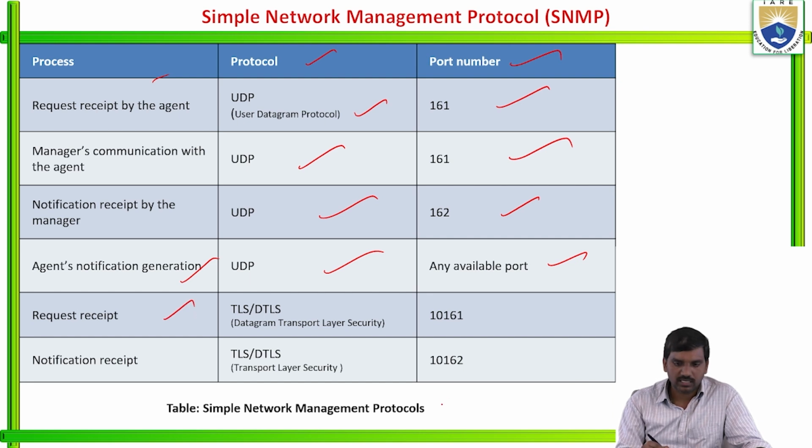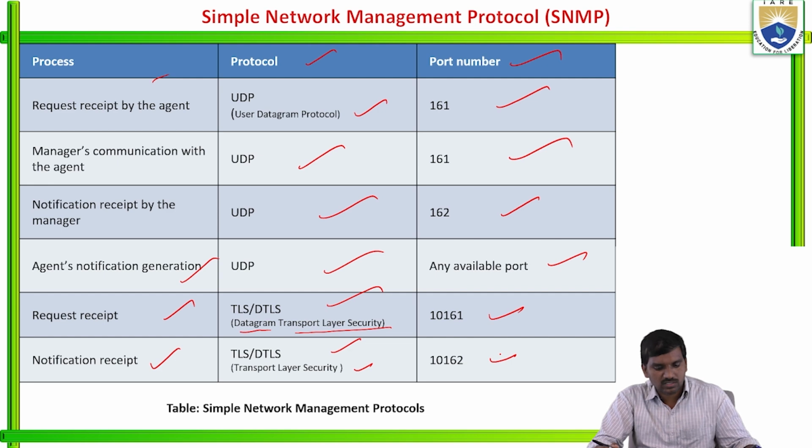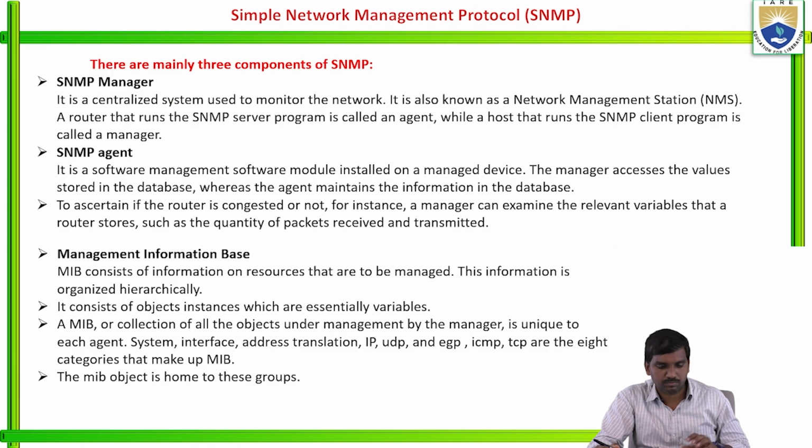Request recipient here using Datagram Transport Layer Security, that is TLS or DTLS, the port number is 10161. Notification recipient using TLS or DTLS, Transport Layer Security, is 10162. These are the Simple Network Management Protocol list with the help of ports.